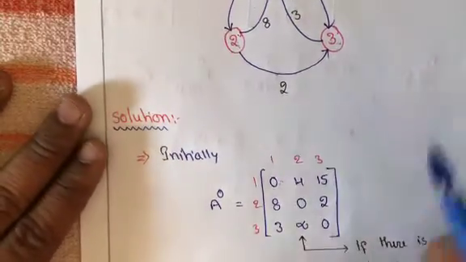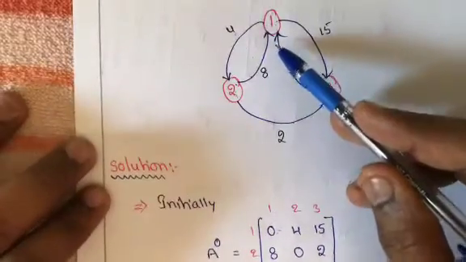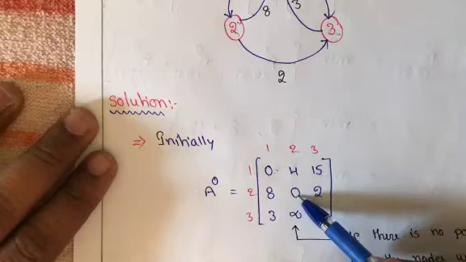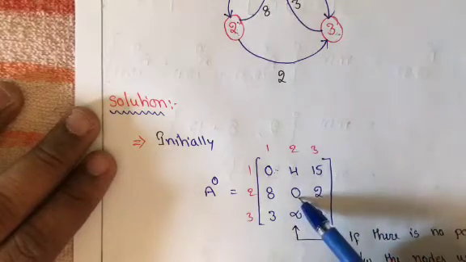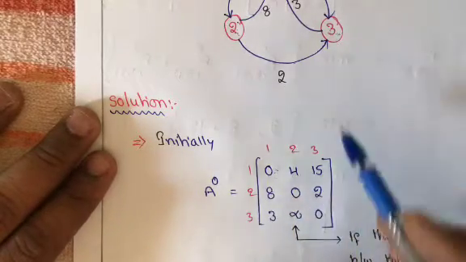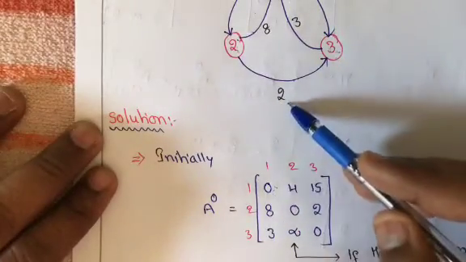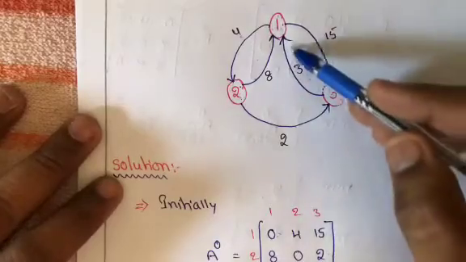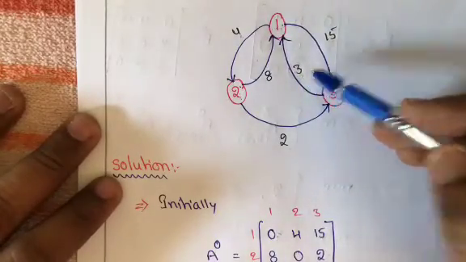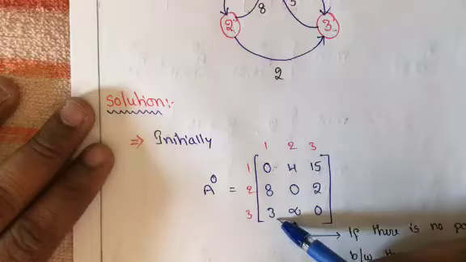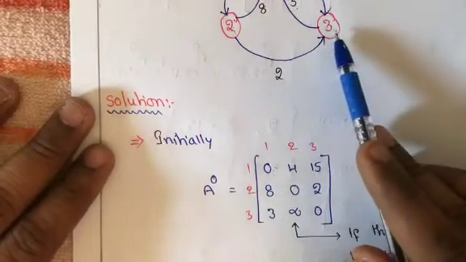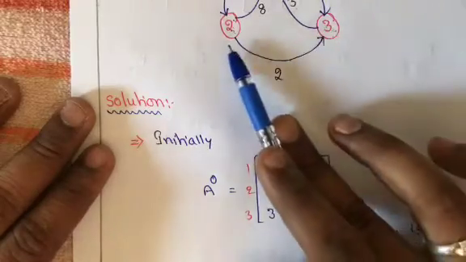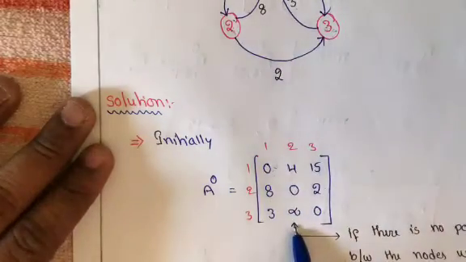Then next, 2 to 1. So 2 to 1, I am having distance as 8, so I need to place 8 here. So 2 to 2 is 0 because it's the same. So 2 to 3, I'm having the distance as 2, so I need to fill 2. So 3 to 1, I'm having a distance as 3, so I need to place 3 here. But I'm not having any path from 3 to 2, so I can place infinity.